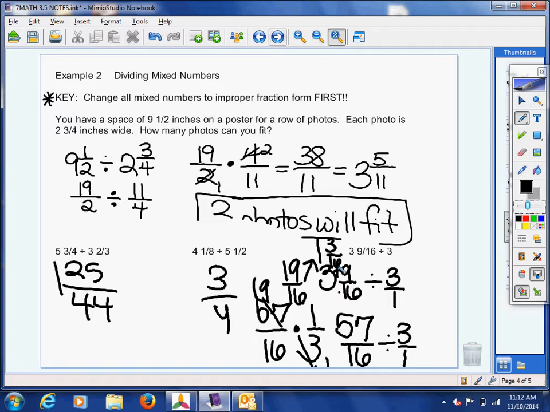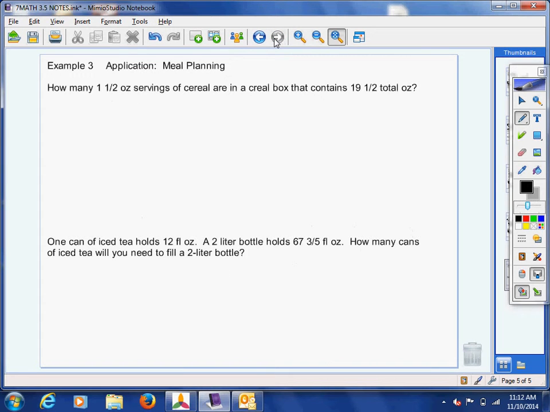Hey, great job. You guys getting it? What's your 1 and 3/16? 1 and 3/16. Great job. Let's get to an application problem here. They're letting us do some meal planning. I don't know how many cooks we have out in the audience, but hopefully we have some. No cooks. Oh, sorry. All right. 1 and 3/16, or 19/16.